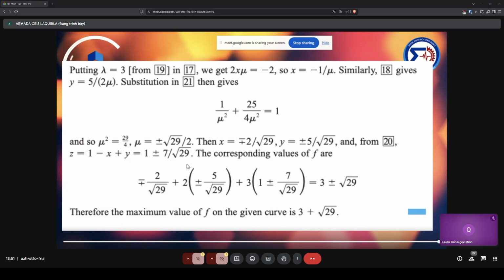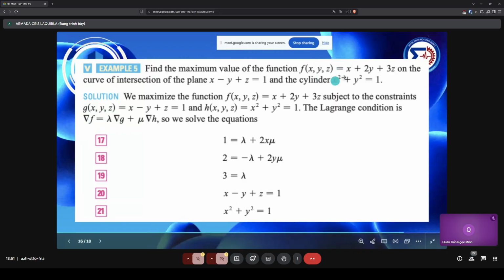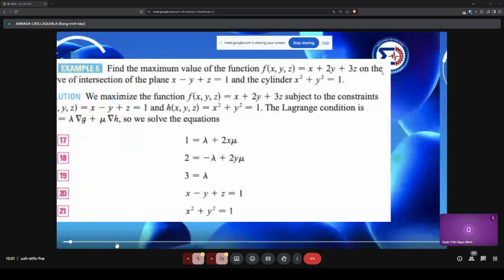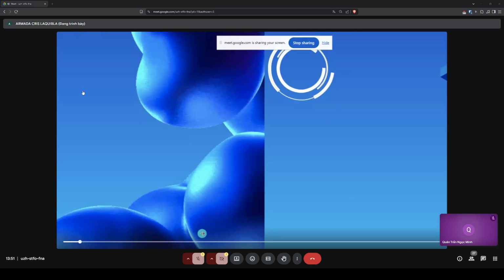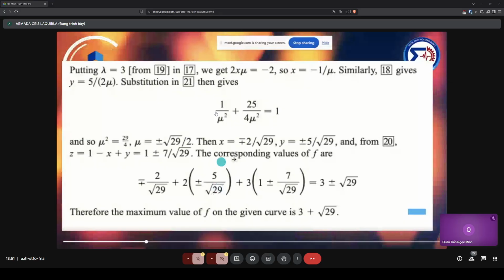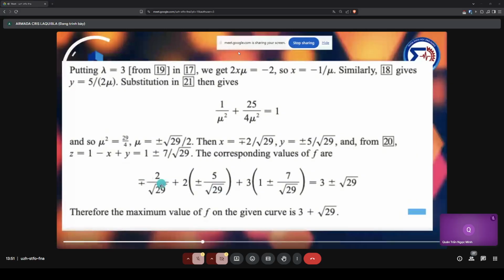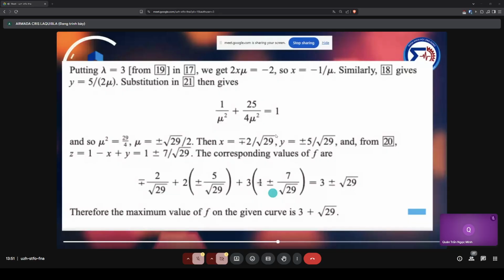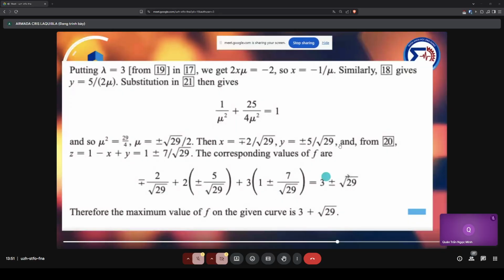Now you have your z value, your x and y. So you substitute it here in your f of x, y, z. This is x plus 2y plus 3z. So it's x plus 2 times y plus 3z. Your first x here is negative, so negative will be typed in your calculator, and then 2 plus for your y. And for your z it is also plus, so 1 plus 7 over square root of 29. And when you solve them, it's positive. So we have 3 plus square root of 29.